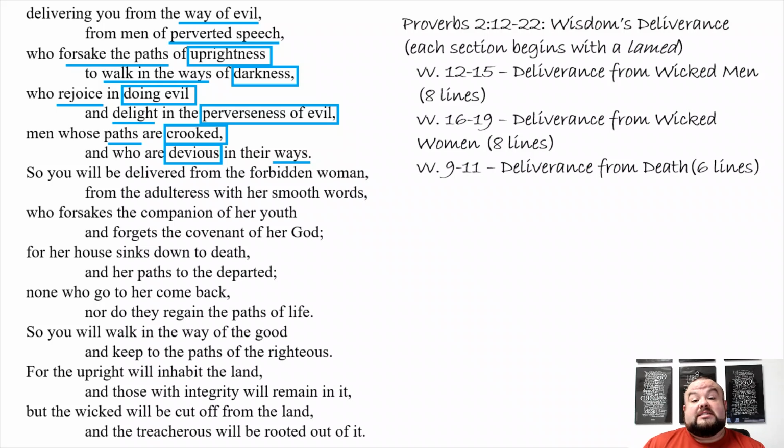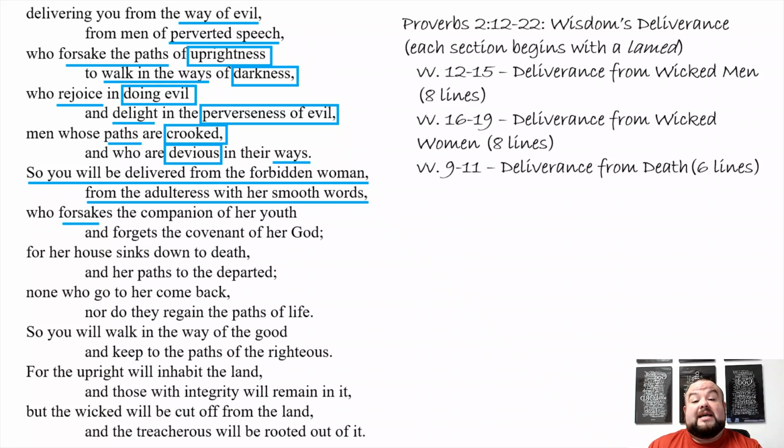And just in the same way that wisdom will deliver us from wicked men, so also wisdom will deliver us from wicked women, that forbidden woman that we have no right to. You will be delivered from the forbidden woman, from the adulteress with her smooth words. We have here the second line really helping us better understand the first line, and we're actually going to see the forbidden woman later, what she says to entice us to come to her. And so we see these parallel ideas.